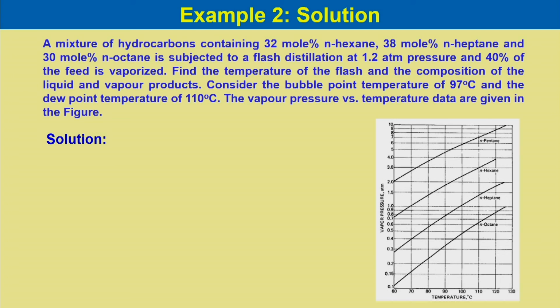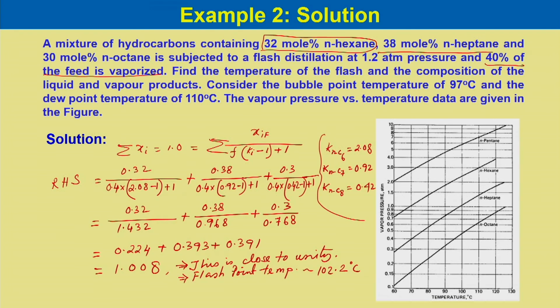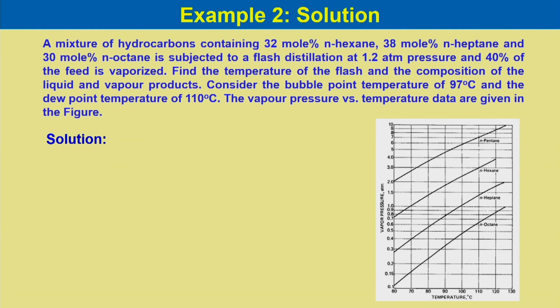Now, the liquid composition, as we can see from this relation, from here we can get the composition of the n-hexane, this is the composition of n-heptane, and this is the composition of n-octane. So, liquid composition nC6 is equal to 22.4%, nC7 is equal to 39.3%, nC8 is equal to 39.1%.